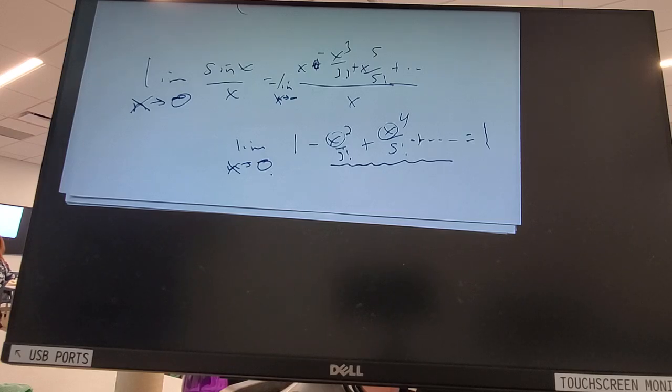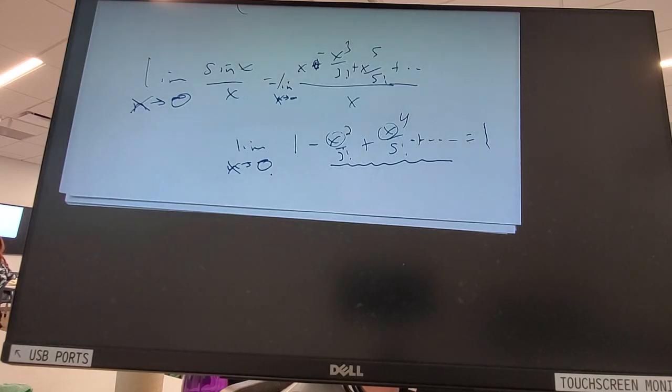I'll agree with you, it's not the most amazing thing that you've ever seen. To me, what's more impactful about these Taylor series is that this is how we program our calculators to do everything they do.